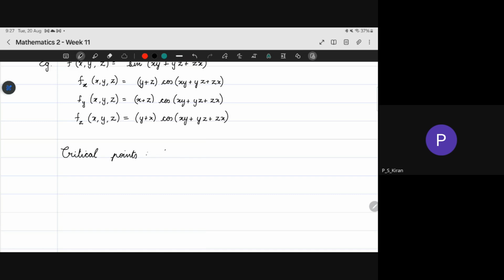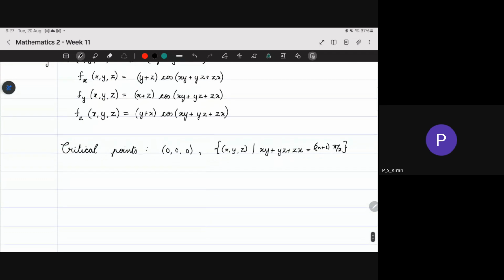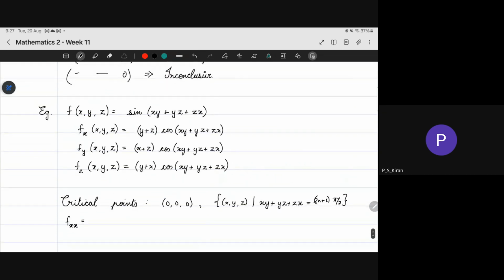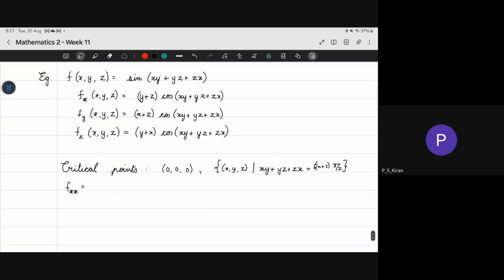The critical points are (0, 0, 0) and x, y, z such that xy plus yz plus zx is equal to (2n plus 1) pi by 2. Right now, fxx, this is a nice function, so I'll get a symmetric matrix. So I just need to do 6 of the second order derivatives. The other 3 come for free.